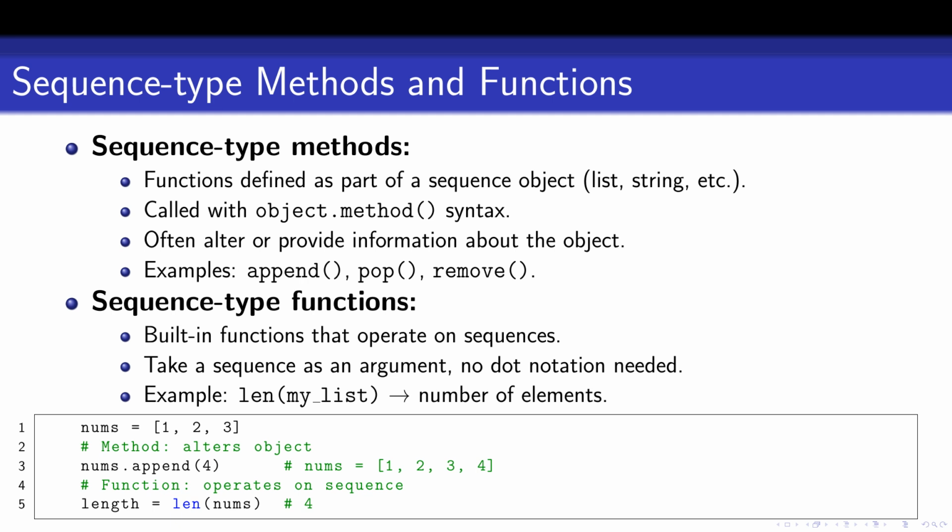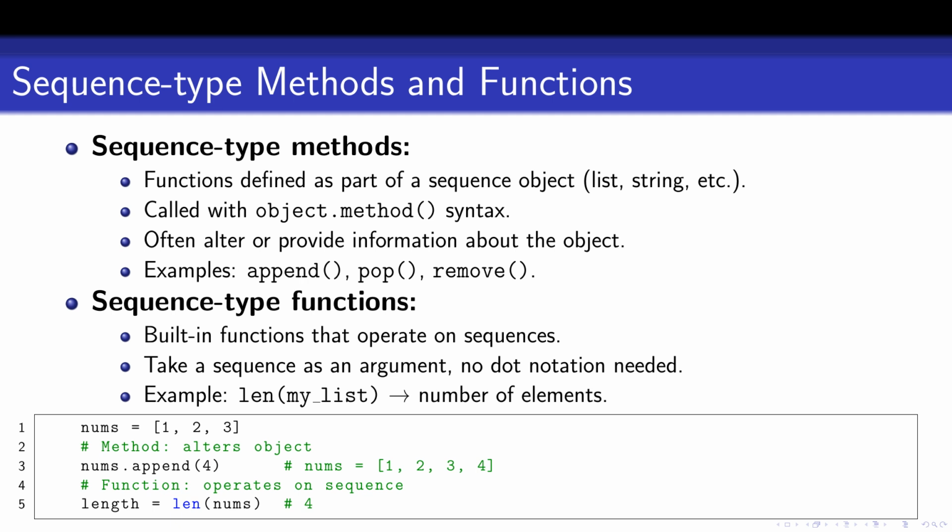Sequence-type methods are functions that belong to sequence objects, like lists or strings, and are called with dot notation. Examples include append, pop, and remove for lists, which either alter the object or provide information about it. Sequence-type functions, by contrast, are built into Python and take sequences as arguments rather than being tied to a specific object. Examples include len, min, max, and sum.